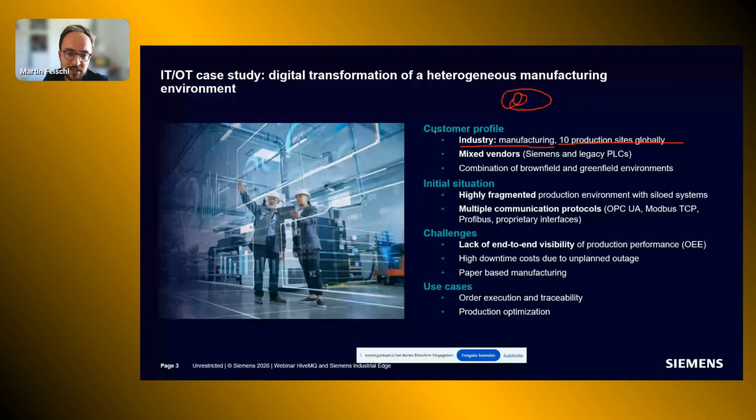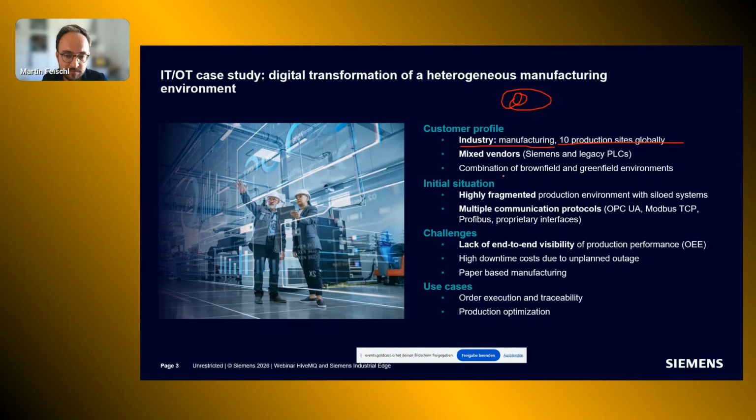Perfect. So as I mentioned, I brought today this customer profile from industry, manufacturing, 10 production sites globally. We have mixed vendors, Siemens, and of course also other PLCs are equipped in the machines. And you imagine 10 factory sites. We have on the one hand side all the brownfield facilities. And of course, for example, 2 years ago, we built up a new facility with a greenfield environment. And so we have brownfield and greenfield. From an initial situation, we have of course also some kind of highly fragmented production environment, again with these siloed systems.